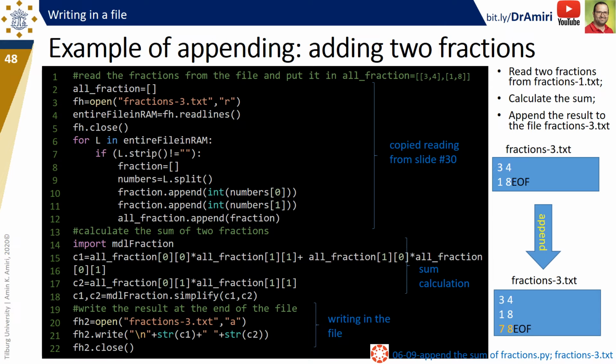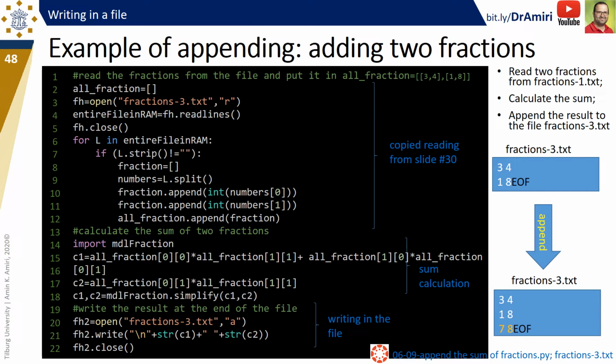Let me provide an example for appending as well. In this case, we want to read two fractions from a file called fractions-3.txt. Then we want to calculate the sum of the two fractions, and then append the result to the same file. How to read the fractions, we already learned that in the previous video. I just copied line 1 to line 12 from slide 13. Please take a look at this in the previous video.